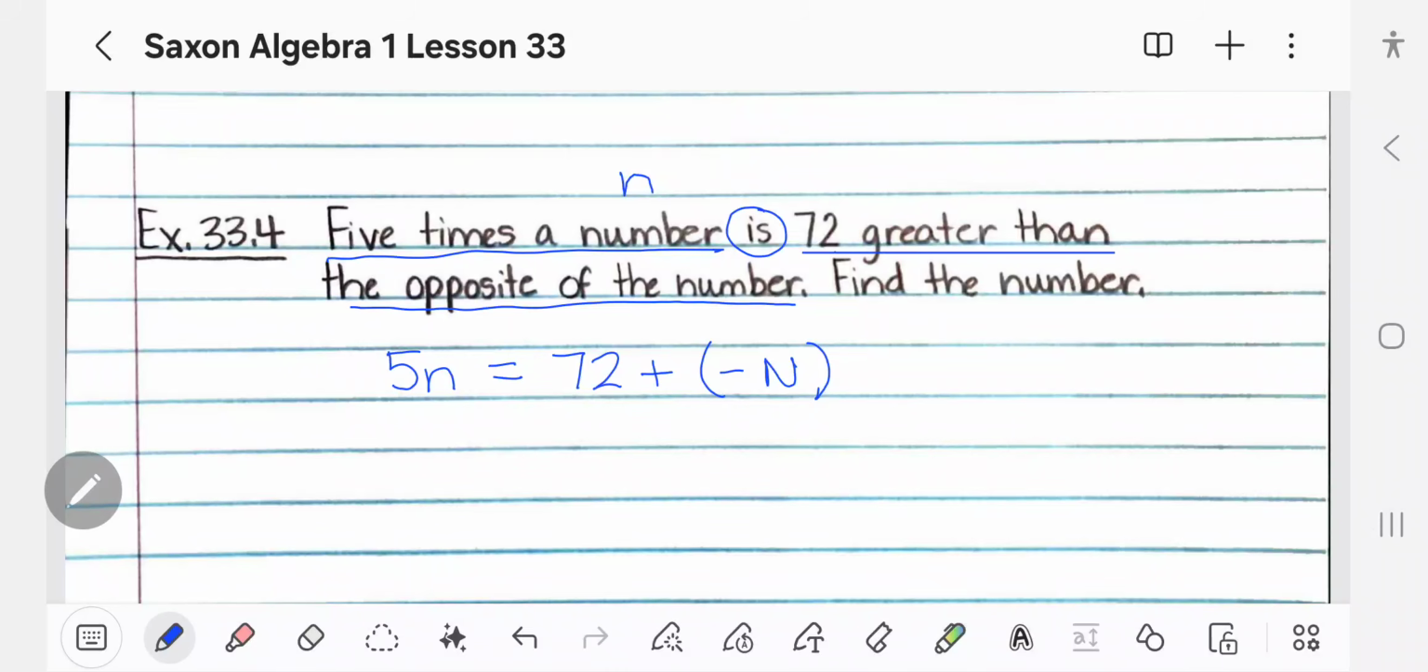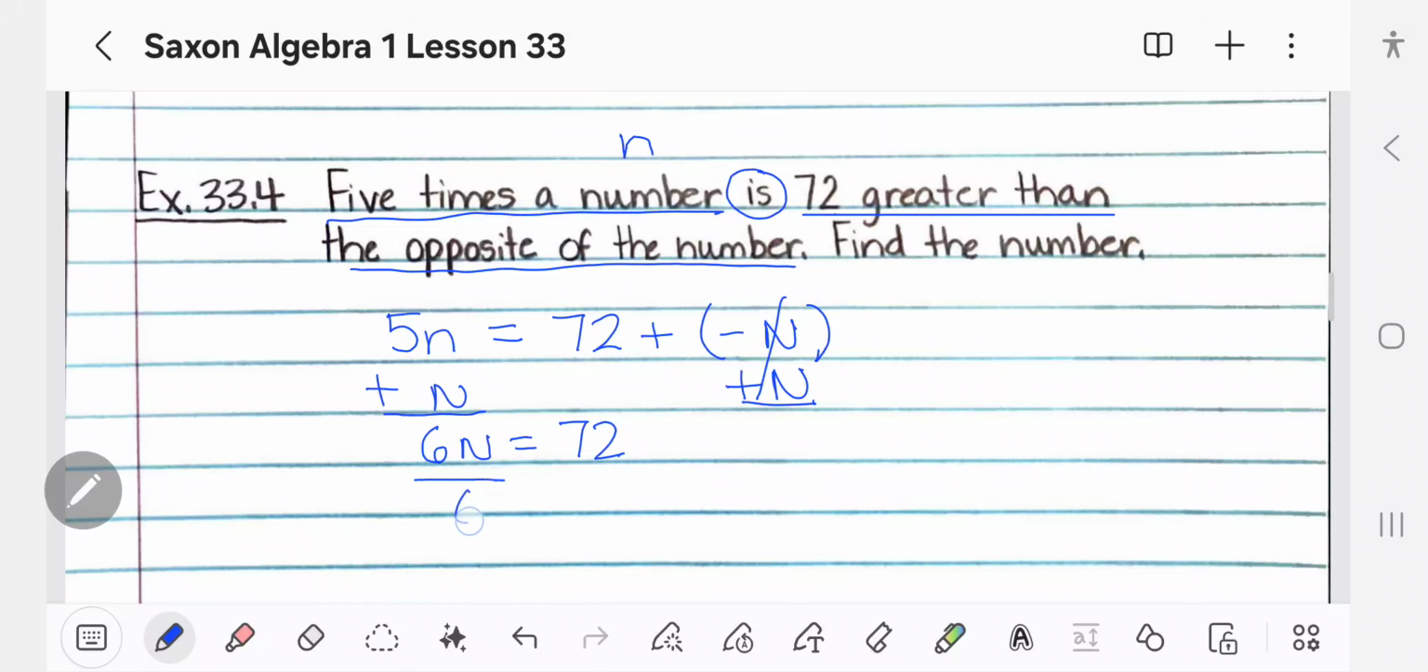So if I take that and begin to simplify it, I can see here that I don't have any like terms on either side, but I do have a variable on both sides. So what I want to do is get the variables on one side. I need to get rid of one of those. So I can either subtract the 5n or I can add in. And I'm going to choose to add in because that makes it much easier. 5n plus 1n is 6n equals 72. Now they're multiplying by 6, so I'm going to divide by 6. And I find out that n is equal to 12.